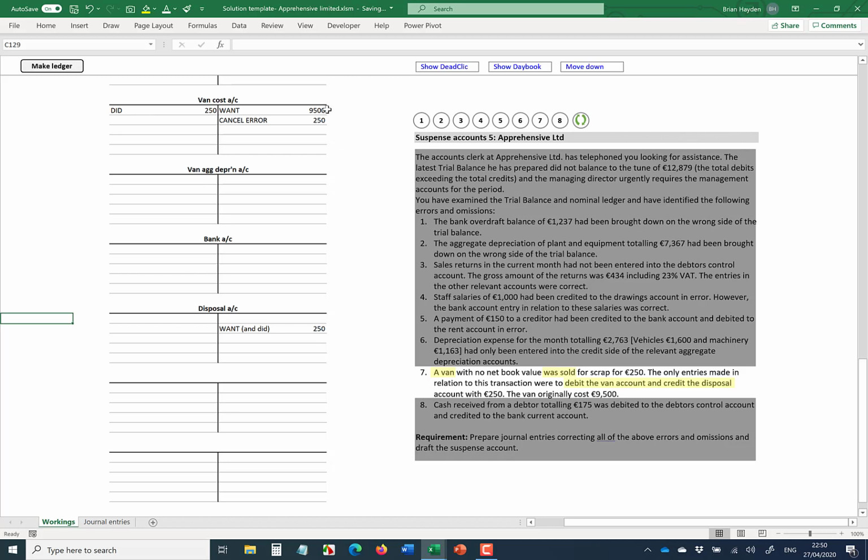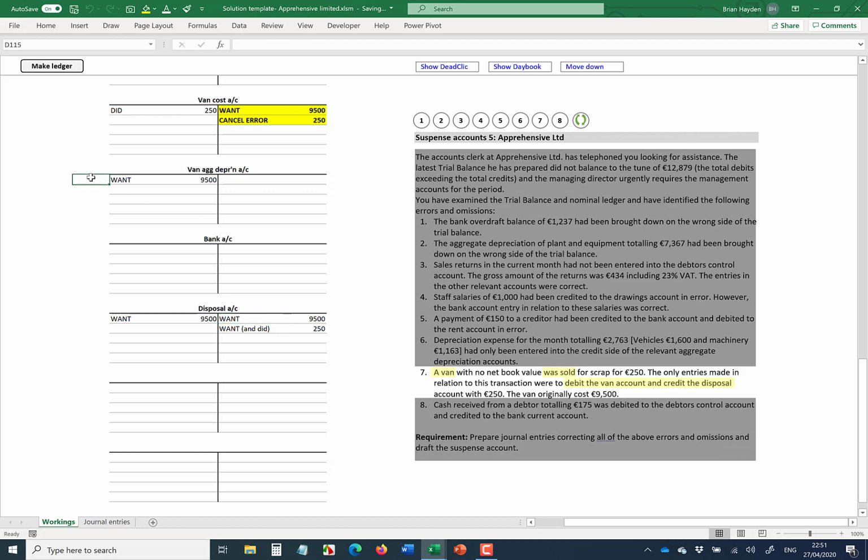Now, other things we should have done, we want to take out the $9,500 out of cost account and put it into the disposal account. So we also have to cancel that error. So I'll just highlight those two items. Those are things that we're going to be doing. On the aggregate depreciation, you're told the van had no net book value, so therefore the cost and the aggregate depreciation matched each other. So aggregate depreciation normally goes on the credit side, so to get rid of it, we have to debit the aggregate depreciation account and credit the disposal account.